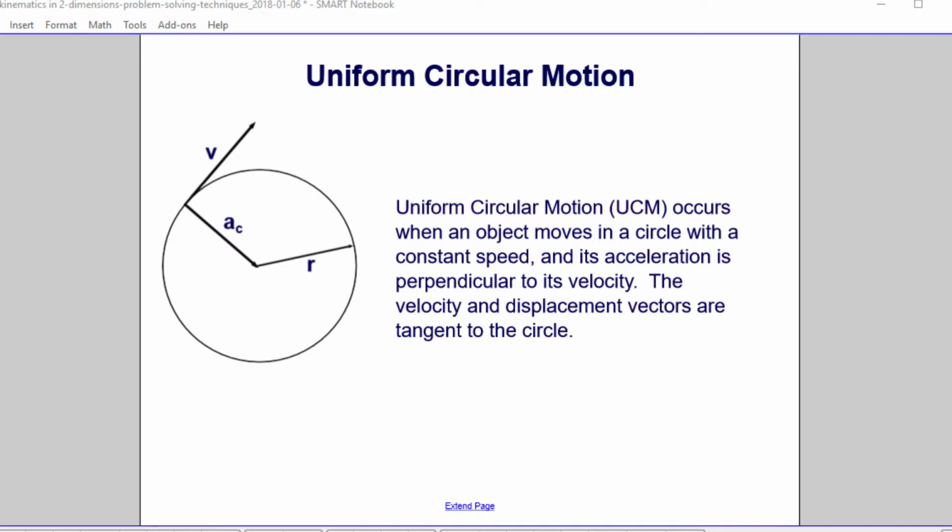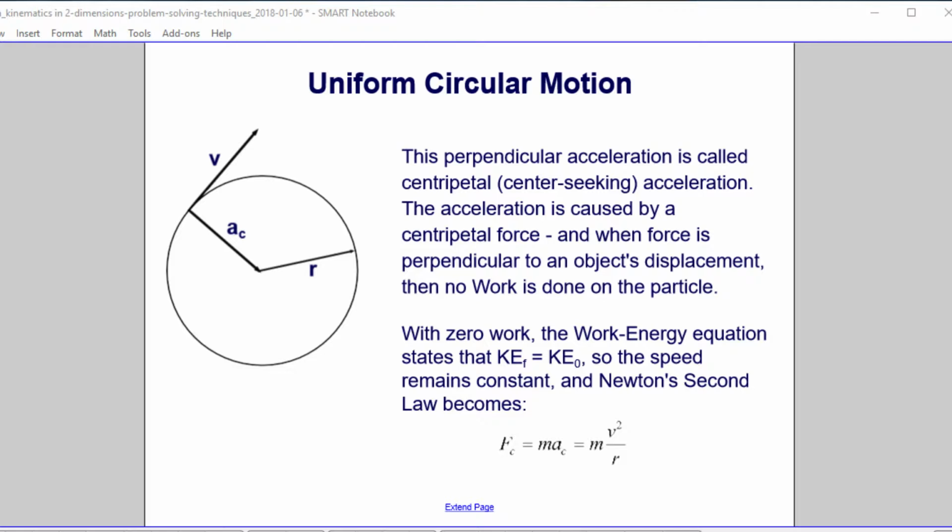Another type of two-dimensional motion is uniform circular motion. That occurs when an object moves in a circle, but the uniform means it has a constant speed. The speed stays the same. Of course, the velocity keeps changing because the direction keeps changing. Another key point is the acceleration is perpendicular to the velocity. And of course, the velocity and displacement vectors, so delta x or whatever you'd like to call it, are tangent to the circle. This perpendicular acceleration is called centripetal, which means center-seeking acceleration.